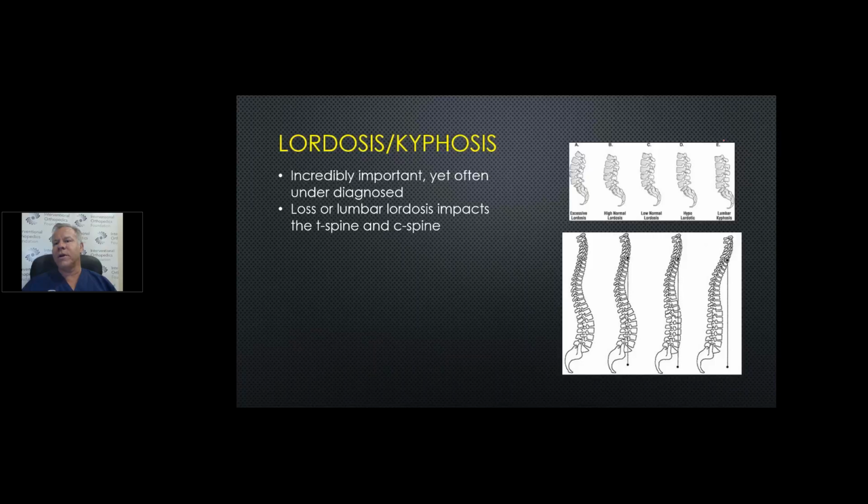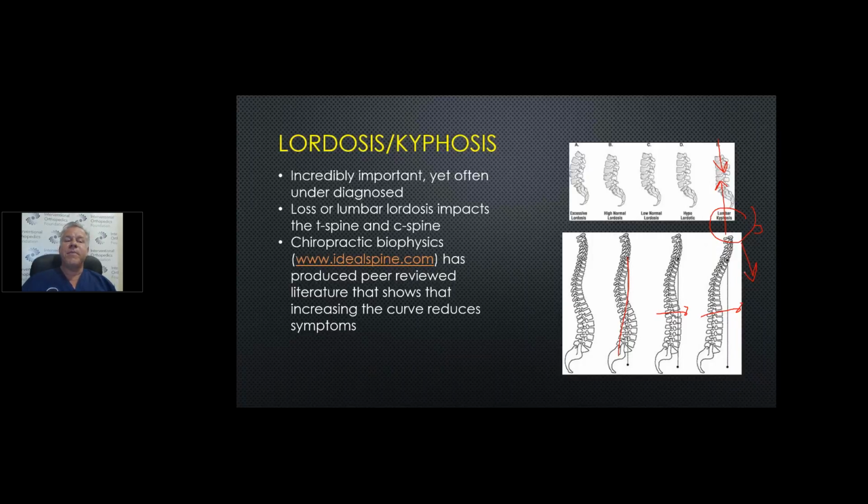So if you've got lack of lordosis, one of the things you have is an awful lot of pressure on the disc. In addition, the center of gravity changes. Now the center of gravity moves forward in this patient so that their head is now an incredible weight that's not balanced over the spine.